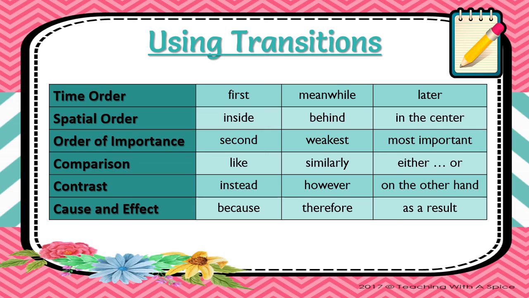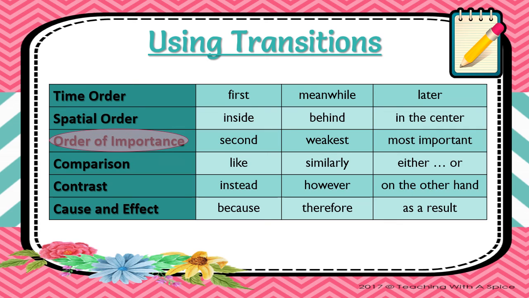You also can use transitions to show spatial order. Spatial order talks about where things are in your paragraph. So if you're talking about maybe inside a building, that shows spatial order. It gives your reader an idea of where they are. You might also use the word behind or in the center. Anything along those lines would work. There's more. These are not the only transitions in these categories.